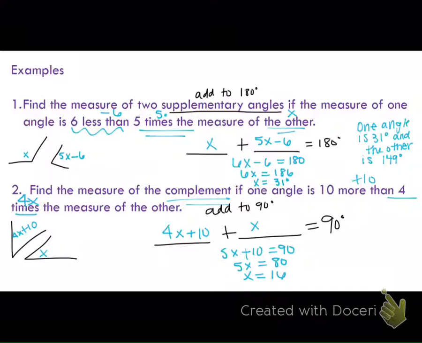So x is 16, so one angle is 16 degrees. How can we find the other one then? Brandon? Subtract 90 by 16. And what do you get? 74. Or you can plug it in. All right?